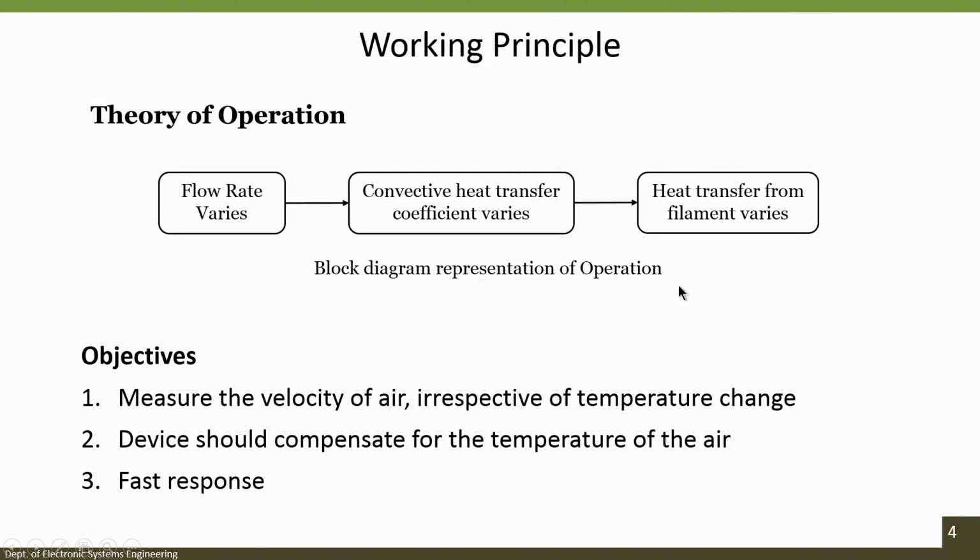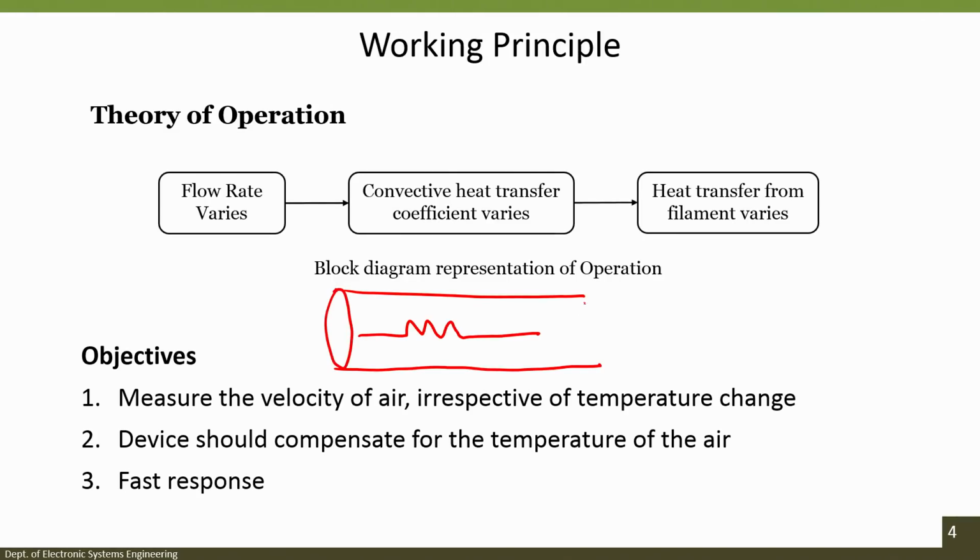Now, the working principle is, like I mentioned, the flow rate varies. Let's assume this is your heater and this is the chamber through which the velocity of the fluid has to be measured. So let's say air is the medium and it flows through this. And now when I heat this at a certain temperature, the self-heating of the heater radiates heat. There is an increase in temperature and the medium which surrounds the heater area gets heated. And what happens when air flows through this? The amount of heat is being consumed. So this is nothing but convection.